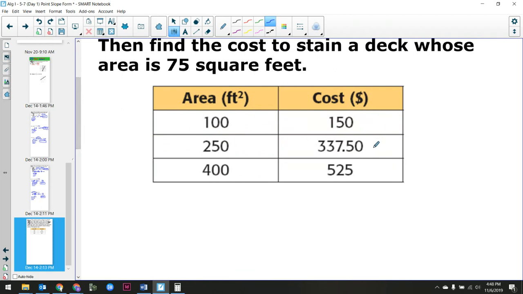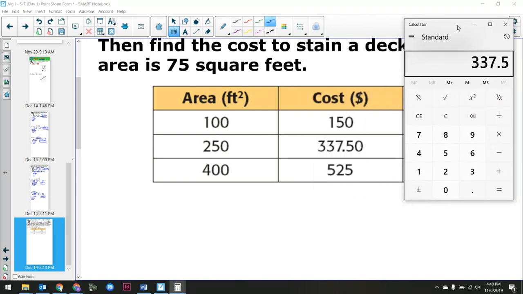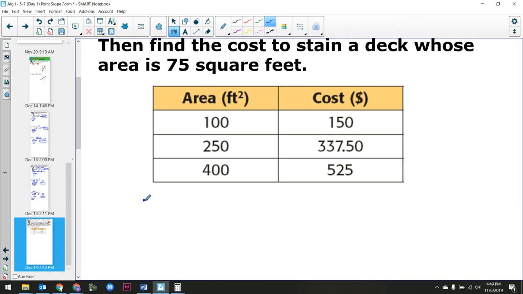So let's just pick 2 coordinates here. Okay, I'm going to do the y2 minus y1. 337.5 minus 150, divided by 250 minus 100. 337.5 minus 150 divided by 250 minus 100 is 1.25. So there's my slope.